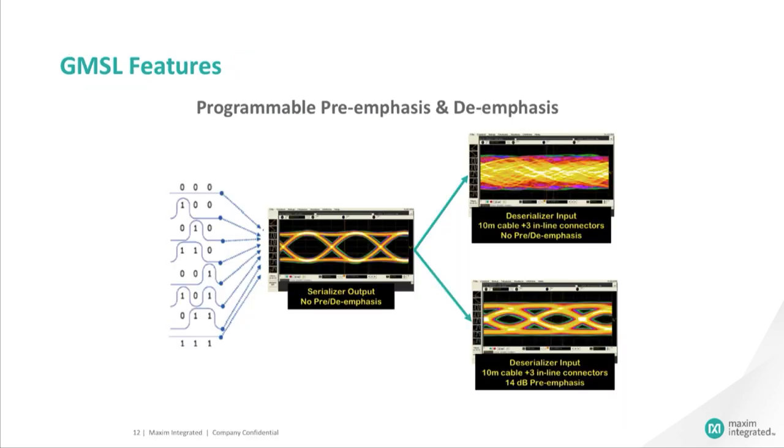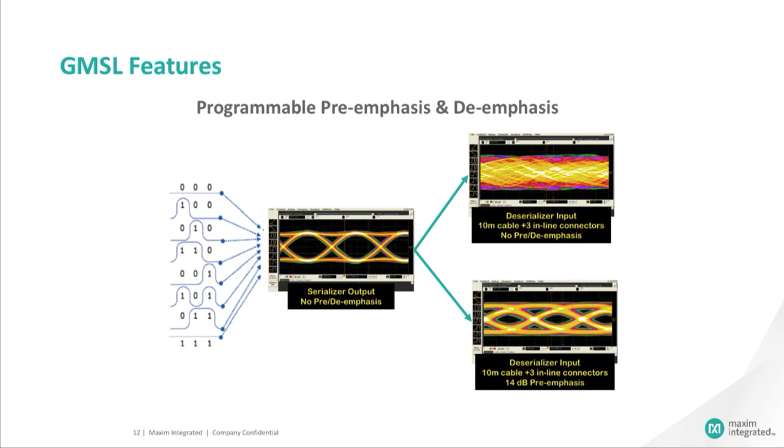High-speed signals transmitted along PCB traces and the link cable suffer from high-frequency attenuation, which makes it difficult for the receiver to detect the correct ones and zeros. Preemphasis is a method to boost the high-frequency components of the signal output while leaving the low-frequency components in their original state.